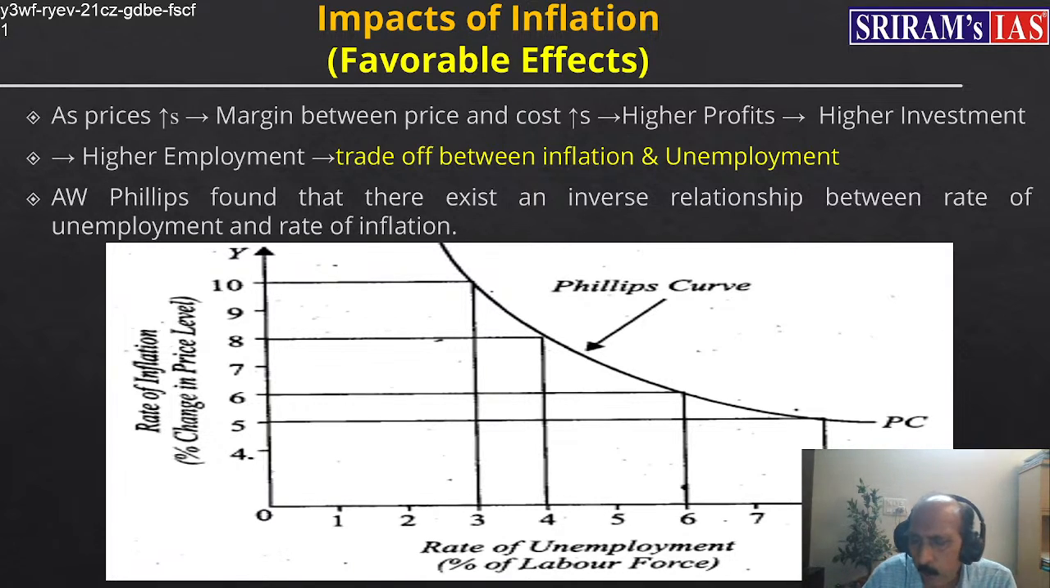Sometimes a question is set on this particular relationship also. That's why I have included this in this presentation: you also have to remember that there is an inverse relationship between the rate of inflation and the rate of unemployment according to the Phillips curve. Phillips is the name of the economist who observed this relationship in the British economy and made the law. But this law is not universally true.